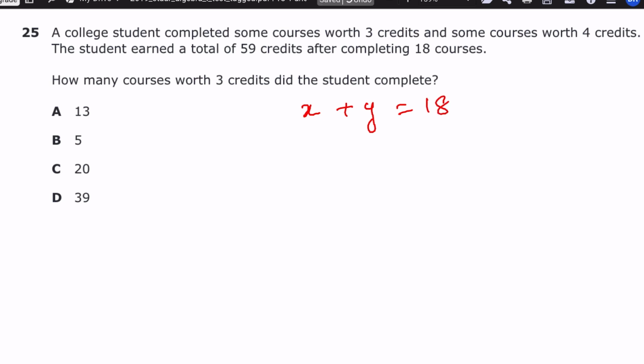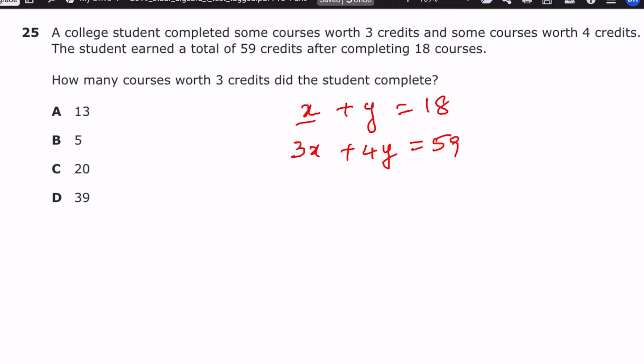And worth 3 credits, you are taking it as 3x, plus worth 4 credits, you are taking it as 4y, which is equal to 59. The student has earned a total of 59 credits using these 3 credits and 4 credits. Now we have to solve these two equations to get the values. Here we have to find how many courses, what is this x over here.